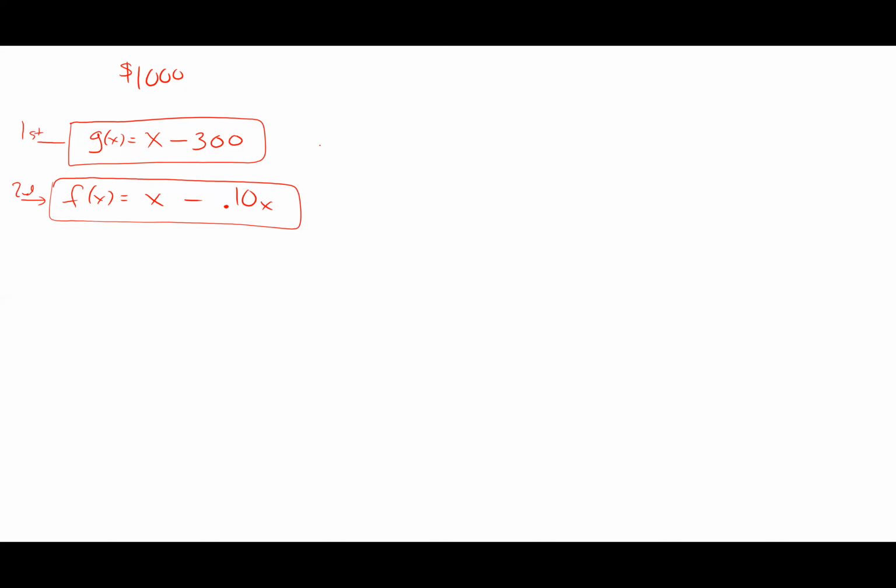Okay, so first thing is the $300 off. Got that. And then the second thing is 10% off. I got that. There's my two functions here. So what I want to do is create a function. Instead of doing two things here, taking the $300 off, then doing that, I want to create one single function that does both of these things. So let's go for it here. I have to compose F with G. So notice F is the outside function. F on the outside, G on the inside.